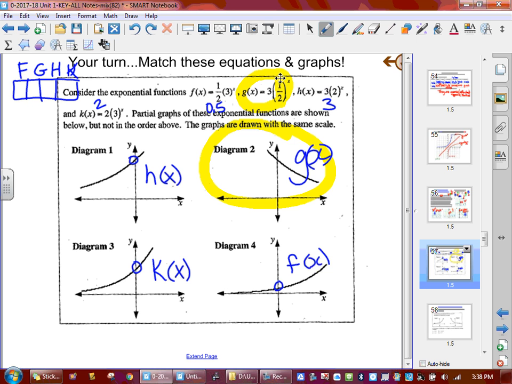We have one more matching page. Hopefully you matched it correctly. So again, these are exponential graphs for matching. So we have an increasing function and a decreasing function. Graph 1 is increase. Graph 2 is a decrease.